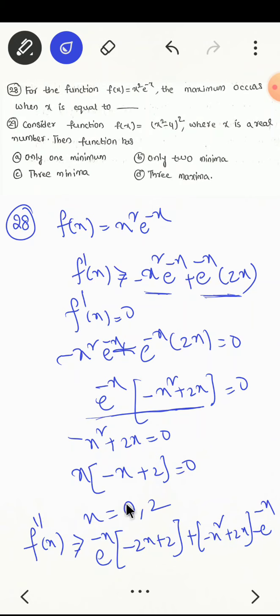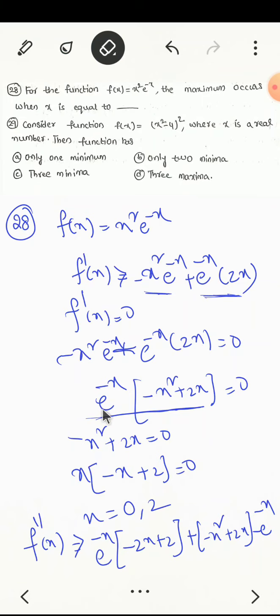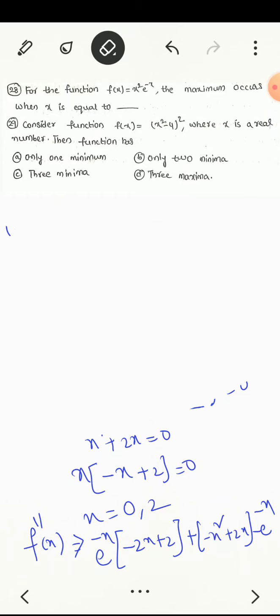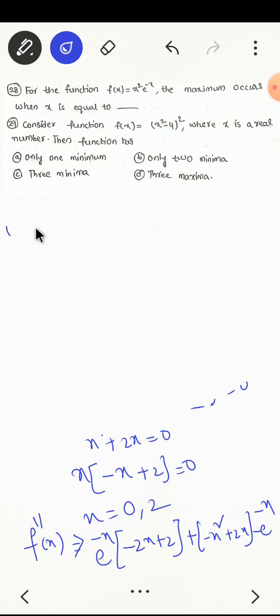Now if I substitute 0, what will happen? F double dash of 0 will be e raised to power 0, that will be 1, into 0 plus 2, so 2 plus whatever it may be, 2 plus some value that is greater than 0. If you are getting greater than 0, that means minimum at x equal to 0.